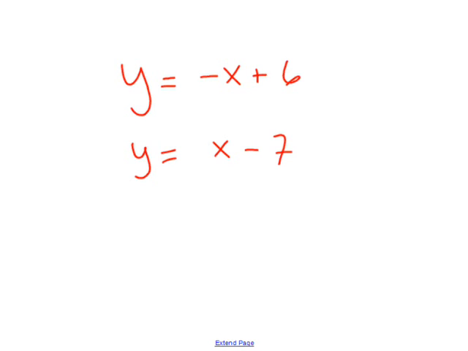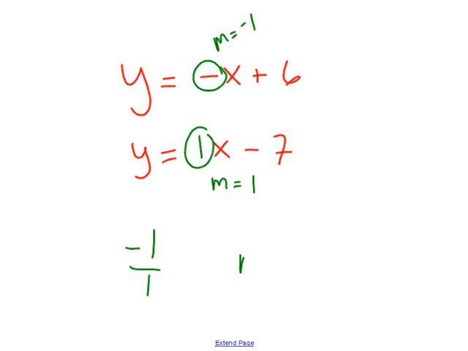How about these two? The slope of this one is -1, and the slope of this one is +1. -1 is not +1, so they are not parallel because they are not the same. But -1, if I reciprocate that for my perpendicular, it just flips to be 1/1 again. And notice the signs change. So these are actually opposite reciprocals of each other. Therefore, these lines are perpendicular.